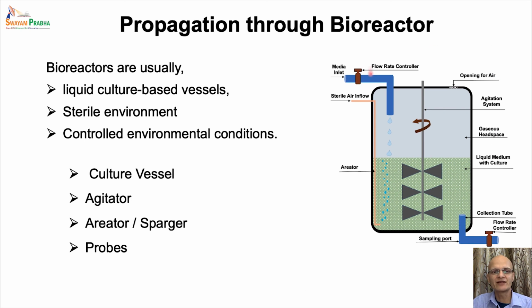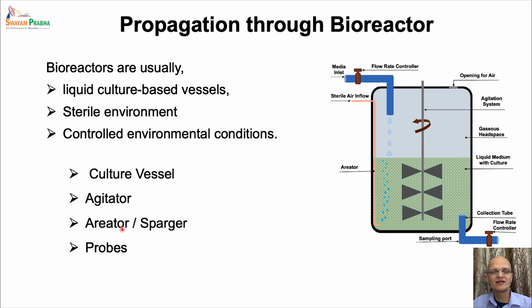This is a typical design of a bioreactor, and the major components are the culture vessel, agitator, aerator or sprayer, and the different kinds of probes that are used. So we have here the culture vessel that has a liquid media for the culturing. There is an inlet for refreshing the media, and here is the sample port to collect the media and the tissues or cells growing inside the culture. Here is the agitator. It is used for mixing of the contents in the liquid media and keeping the biological material in a homogeneous condition with respect to the availability of the nutrients.